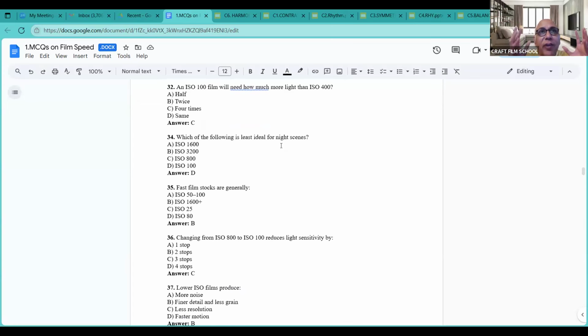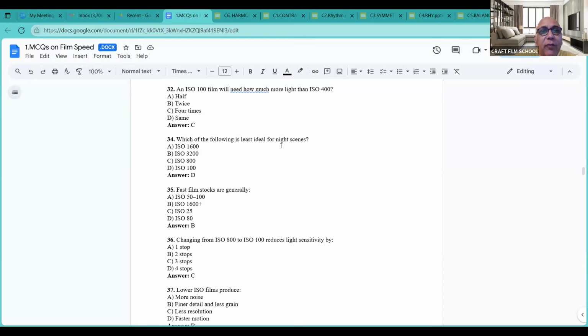Now you can think how many varieties of questions can be asked just on the ISO itself. We have not entered the shutter speed domain. We have not entered the aperture domain so far. I'm just entering only one domain.